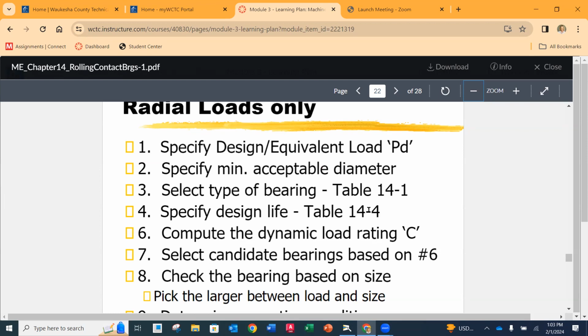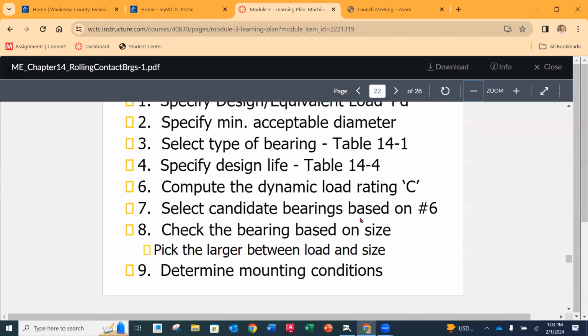Then you're going to compute the dynamic load rating for that bearing. So we're going to use that C equation that we just looked at. You want to select the bearings that would make sense for the C up here. What are the bearings that would qualify based on the dynamic load rating? And then you also want to check it based on size, meaning what is the minimum shaft diameter I need? What is the minimum bore I have to have in order to also accommodate the amount of material I need there for the shaft?